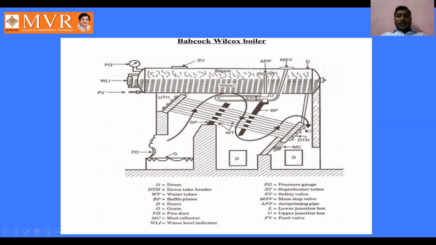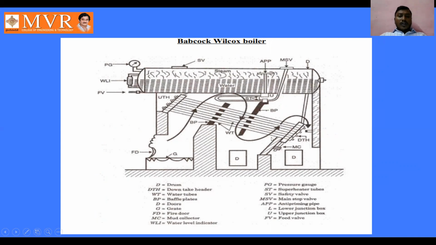After the water has entered the downtake header, it enters the water tubes. The water, having low density, rises to the uptake header. Here, through this fire door, we feed coal onto the grate, and after complete combustion takes place, the hot gases rise to the water tubes.